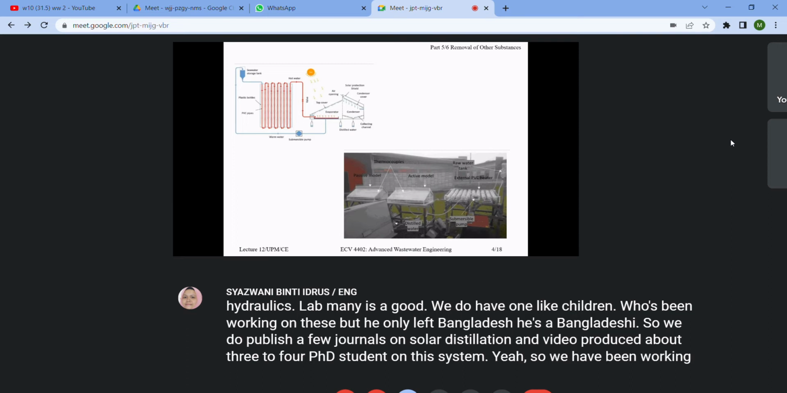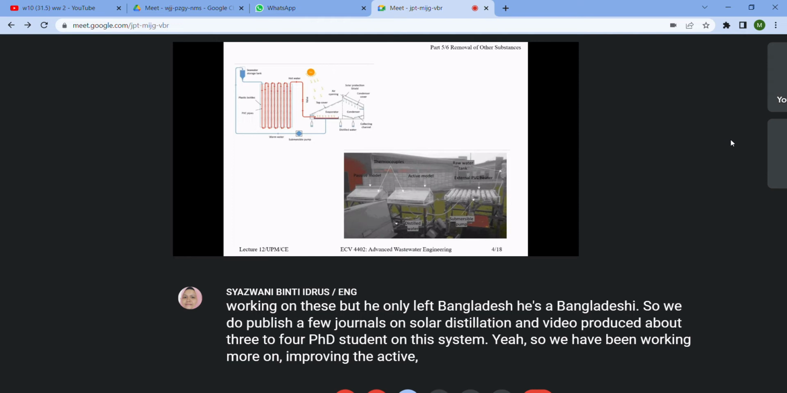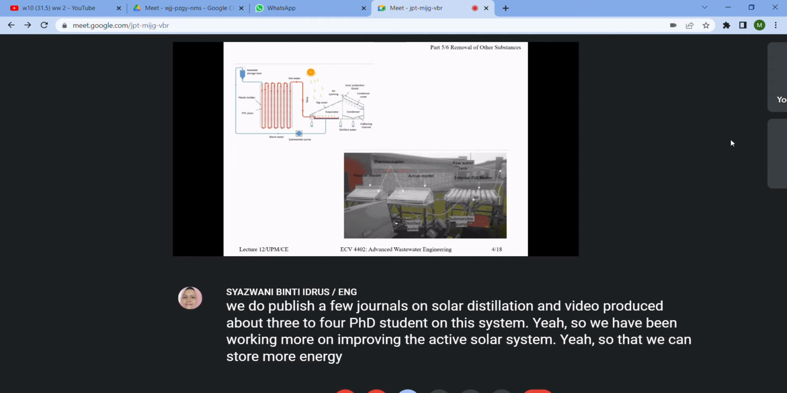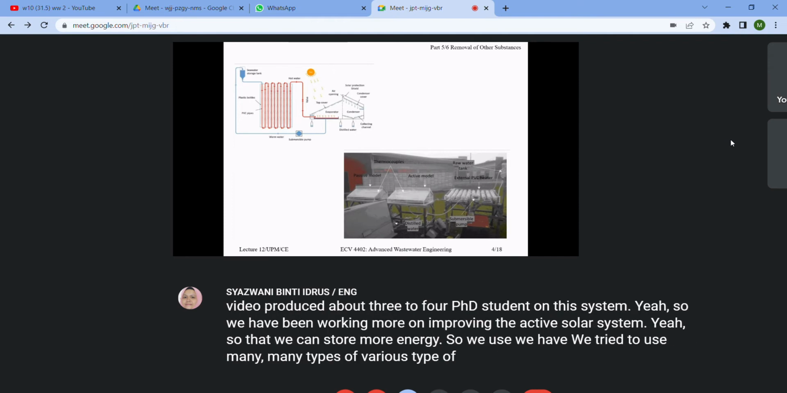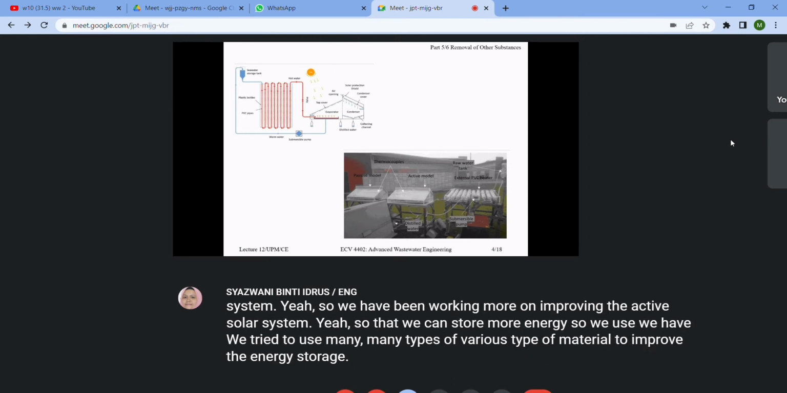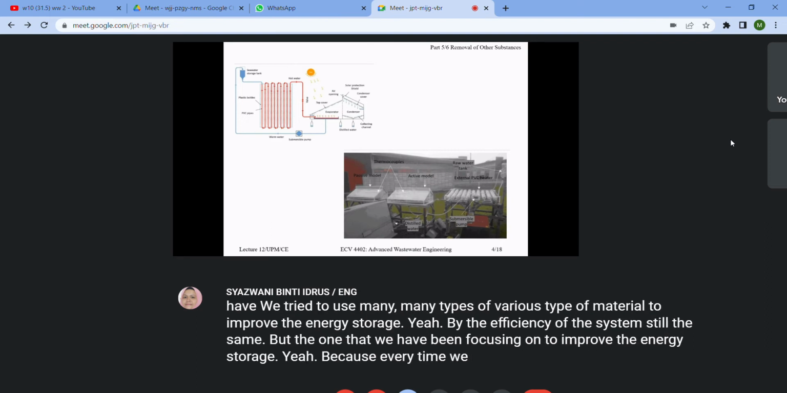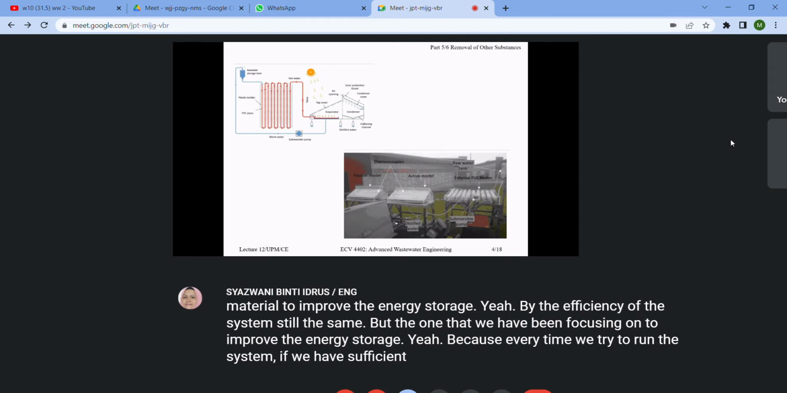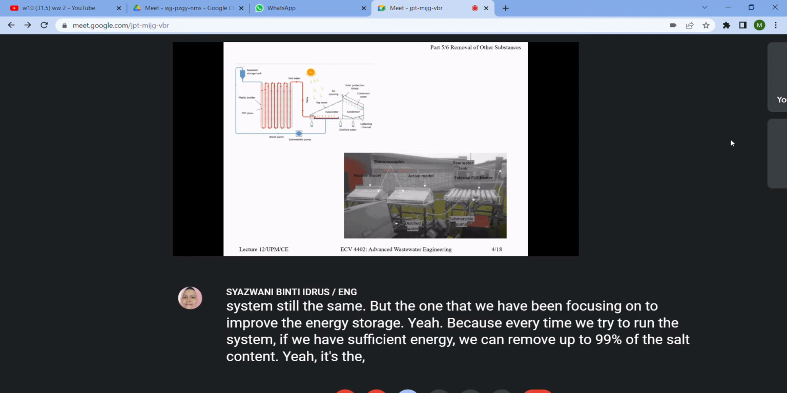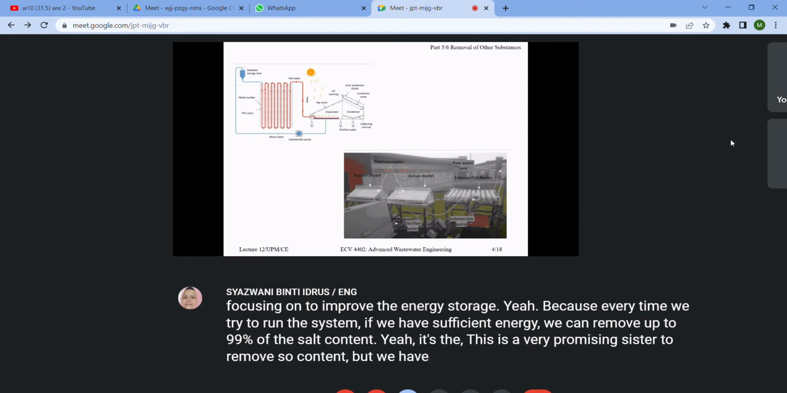So we have been working more on improving the active solar system, so that we can store more energy. We tried many various types of material to improve the energy storage. The efficiency of the system is still the same, but we have been focusing on improving the energy storage. Because every time we run the system, if we have sufficient energy, we can remove up to 99% of the salt content. This is a very promising system to remove salt content, but we have to find a way to improve the energy collection and the energy storage.